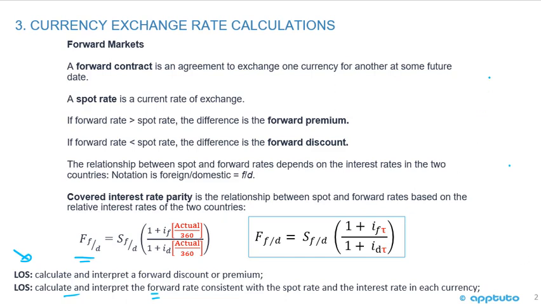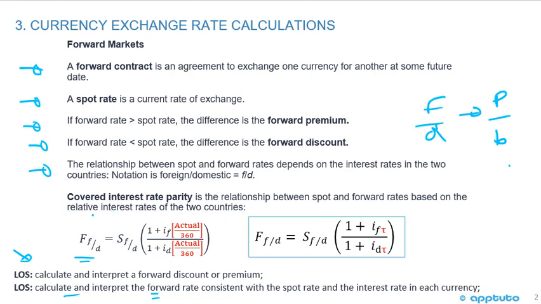So again, we're seeing a little bit of repetition throughout these LOSs, but that's fine. So a quick little review. A forward contract is an agreement to exchange one currency for another at a future date. Spot rate is a current rate of exchange. If the forward rate is greater than the spot rate, the difference is the forward premium. If the forward rate is less than the spot rate, the difference is a forward discount. And the relationship between the spot and the forward rate depends on the interest rate in the two countries. And notation is F over D, or as we've seen, it's the price over the base, okay?